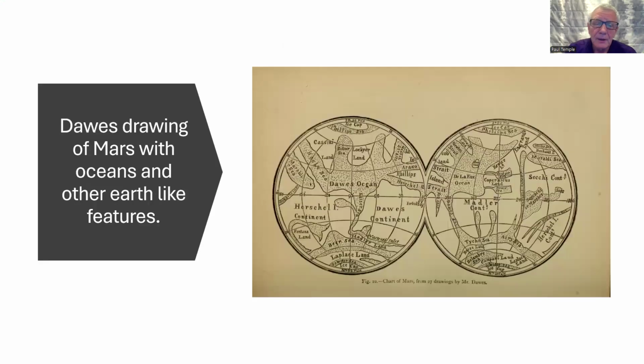rest of it. And this is Dawes, a famous scientist who looked at Mars, drew sketches of Mars, and then labeled everything. He had continents and seas and all of that because the assumption was that the dark areas were actually oceans and the lighter areas were continents. So this is basically taking what we're used to here on Earth and extrapolating it to Mars.